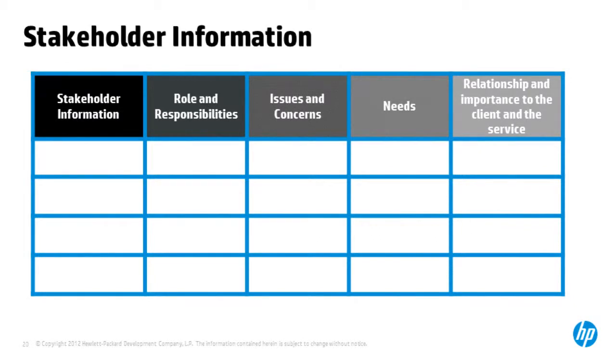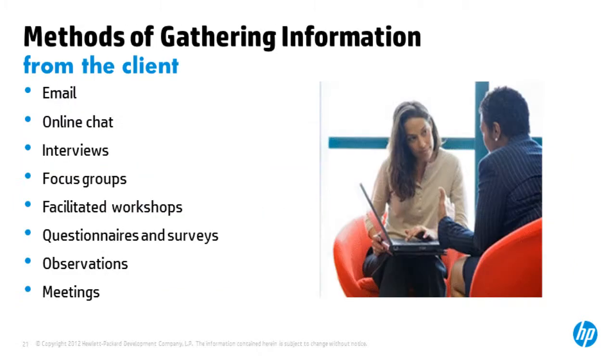Ask yourself, how do you normally obtain this type of information? How do you normally record and organize the information that you have about a client? How do you normally record and organize information about other stakeholders? Now let's look at the methods we suggest. Some of the ways that you can obtain information from the client are exchanges of email between yourself and the client, online chat, or data that the client has filled in online.